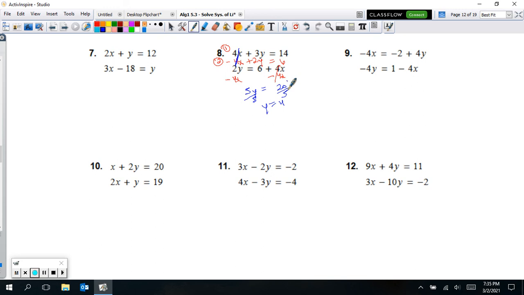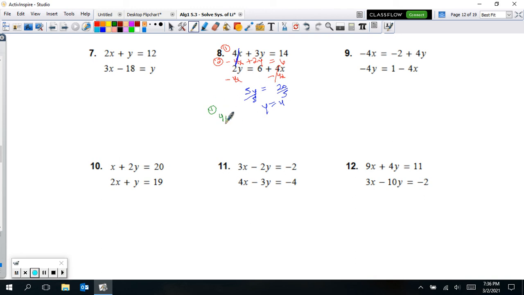I can even choose my original one here if I want to. It doesn't make any difference. Plug the y in one of these equations. And let's go ahead and just choose my top equation here, number 1. 4x plus 3y is equal to 14. I could have chosen the second equation that I adjusted or the original second equation. So I'm going to plug y into my number 1 equation here.